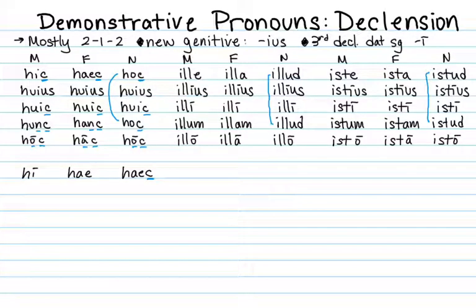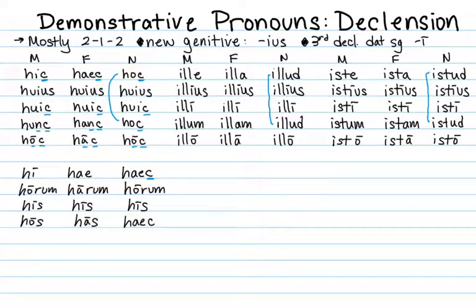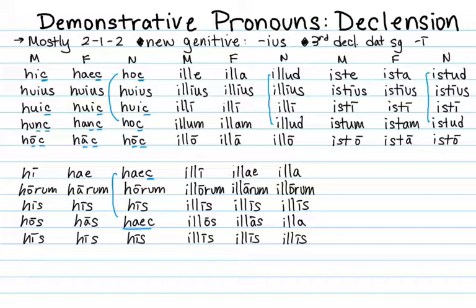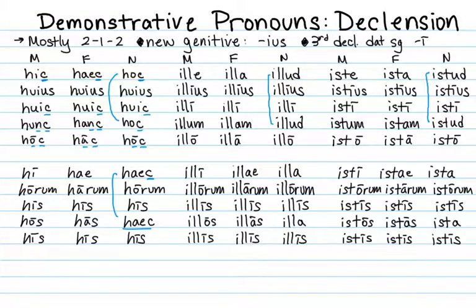In the plural, fortunately the C is going to disappear. We see it in hi, hae, haec, and then it will go away. Hooray! Horum, harum, horum, his, his, his, hos, has, haec. Notice again that the neuter plural accusative is identical to the neuter nominative. Then his, his, his. Ille, illa, illud is exactly as you'd expect from a 2-1-2 adjective. Same for iste, ista, istud.